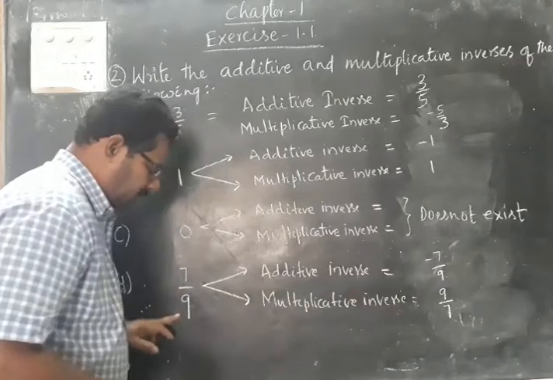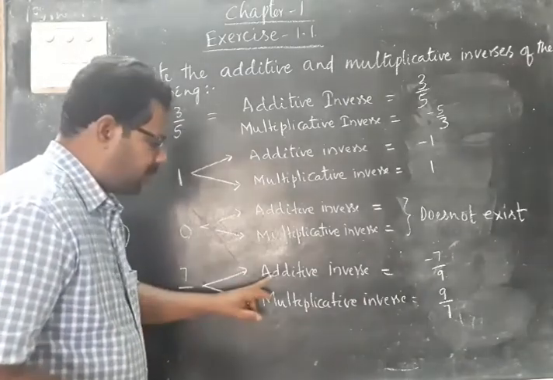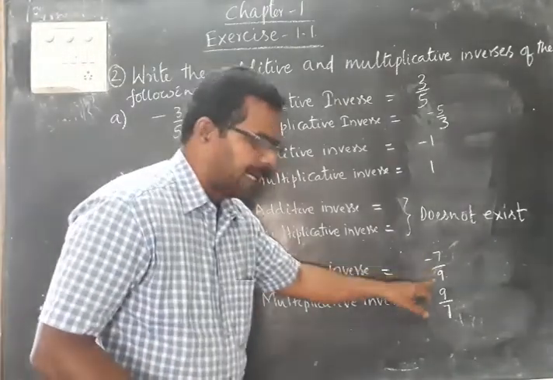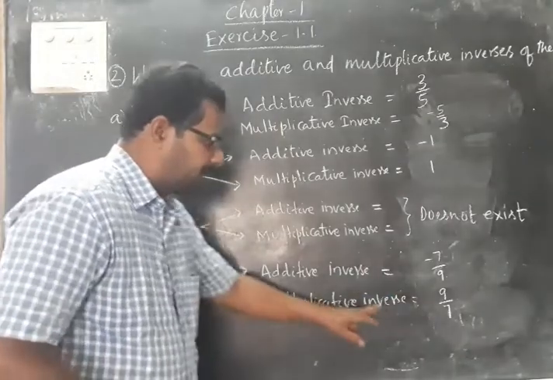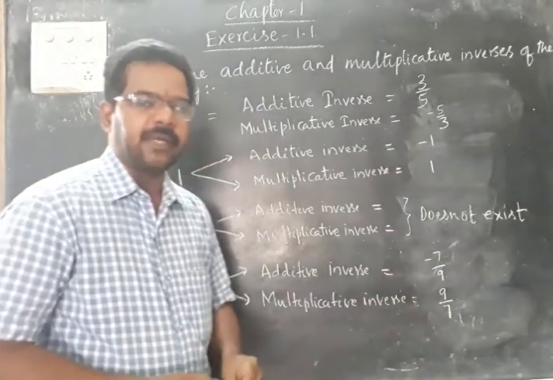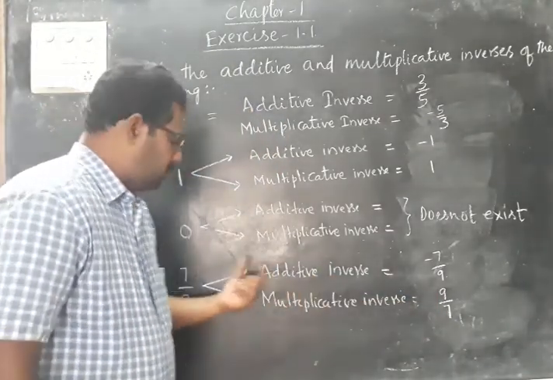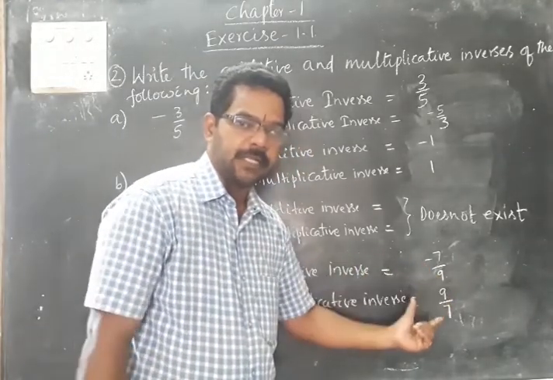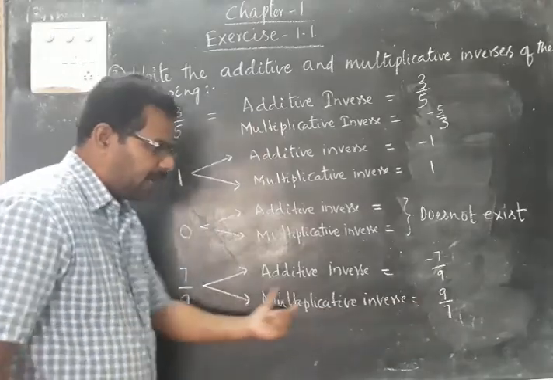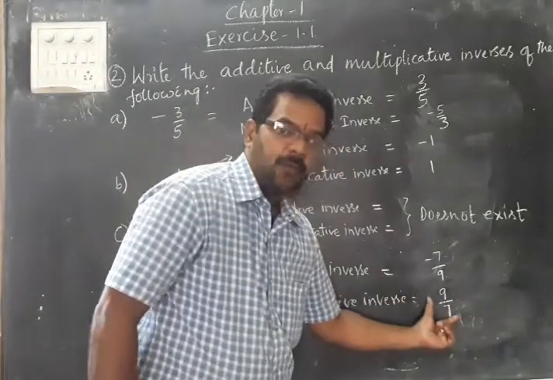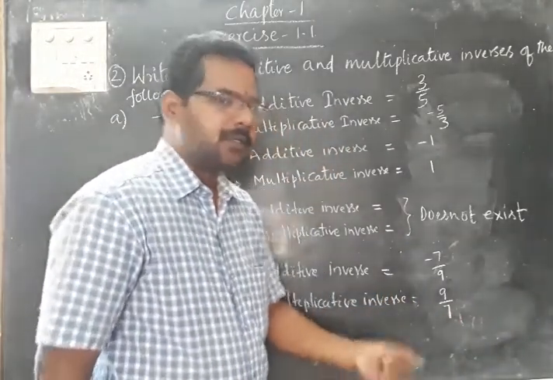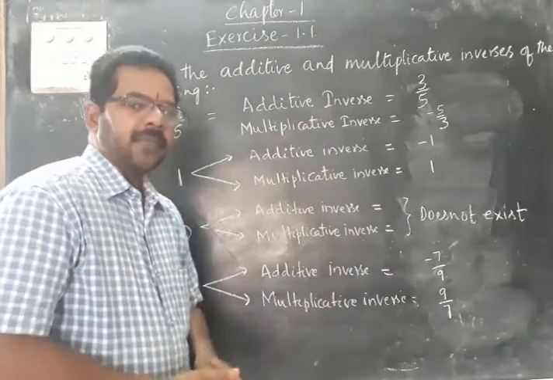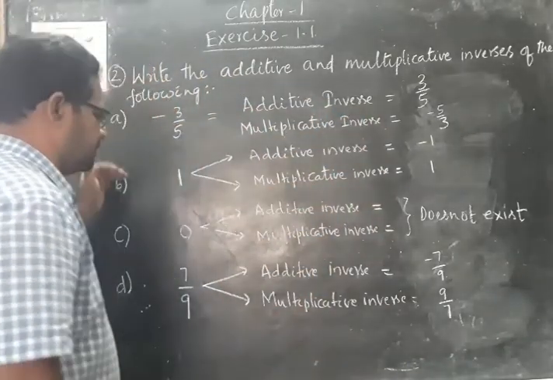Next, the fourth one, 7 by 9. For 7 by 9, additive inverse is equal to minus 7 by 9 and multiplicative inverse is equal to 9 by 7. So 7 by 9 added to minus 7 by 9, we can get 0 as the answer. 7 by 9 multiplied with 9 by 7, we can get the answer 1. That's why these four are the answers for the given questions.